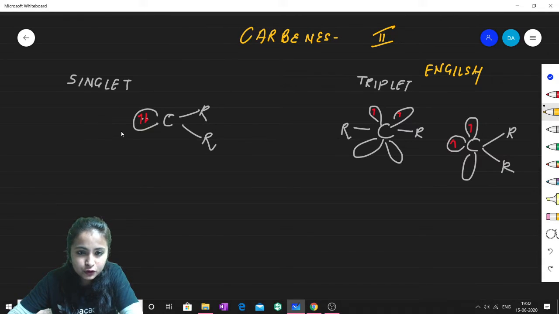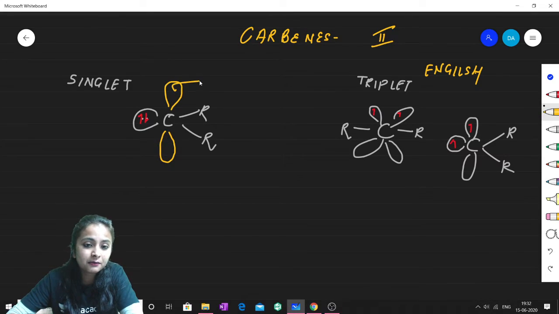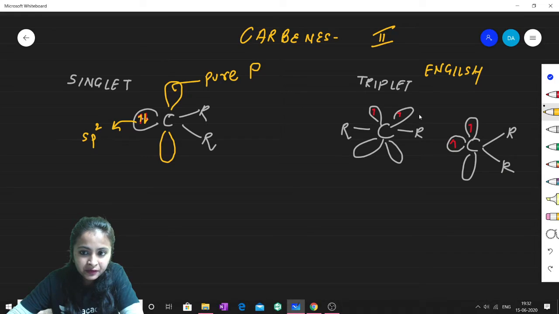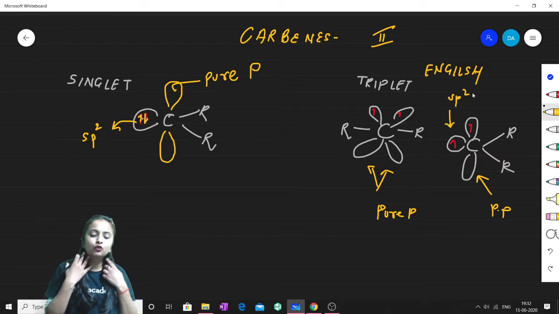First of all, you should know that this particular carbene also has an orbital, but this orbital is empty. This is a pure p orbital. The orbital where there are electrons is hybridized; it is an sp2 hybridized orbital. Similarly, these two orbitals are pure p orbitals. And in this one, this orbital is pure p, and this orbital is sp2 hybridized. This is the first point you should know.